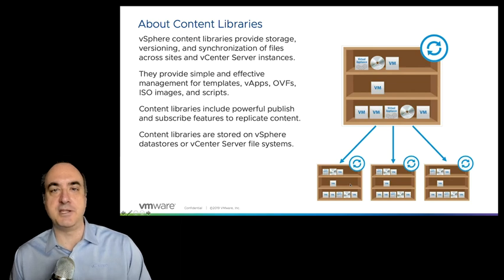Now, there's actually a mechanism in vSphere 7 that lets us set up not just a subscription from the subscriber library to the original local library, but a two-way subscription is now possible. We'll see you do that in the lab, where the actual local library will then subscribe to the subscriber library in a sense to establish a two-way synchronization channel here. The content libraries include this powerful publish and subscribe feature.